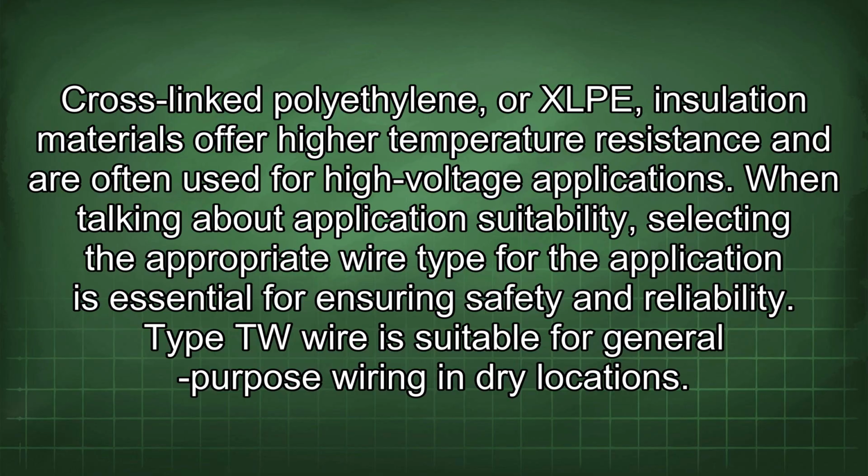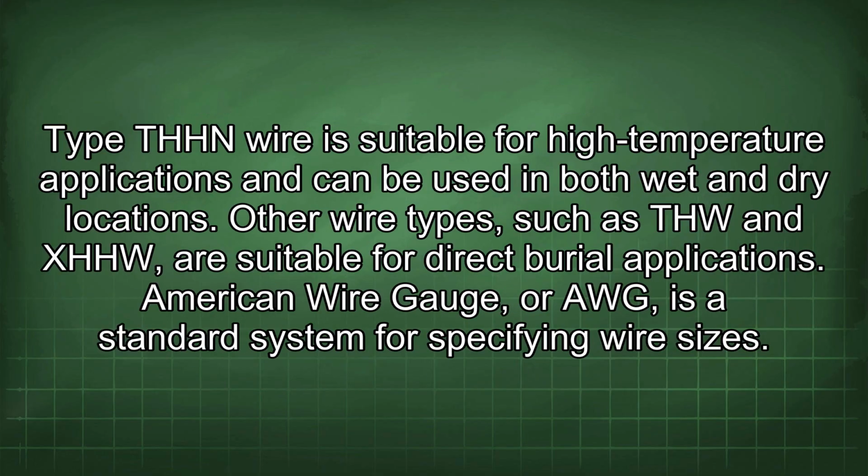Type TW wire is suitable for general-purpose wiring in dry locations. Type THHN wire is suitable for high-temperature applications and can be used in both wet and dry locations. Other wire types, such as TW and THHN, are suitable for direct burial applications.